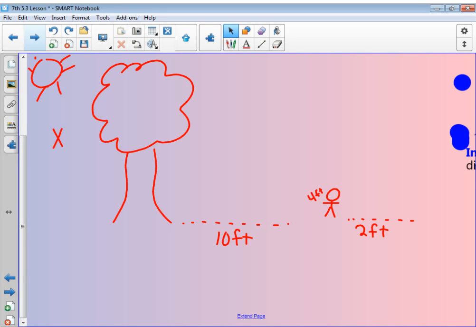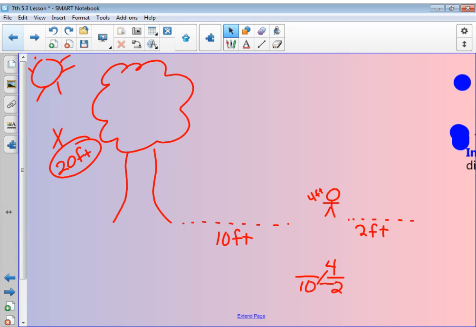So go ahead, pause your video, set up your ratios, and find the height of that tree. You should have gotten 20 feet tall. Okay, so that's it for this lesson. Key thing is working with those proportions, indirect measure, setting them up, matching. For me, I just match shadows and people together or objects together.